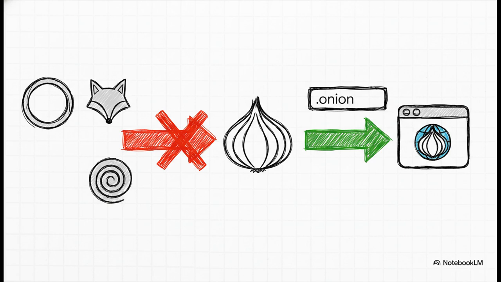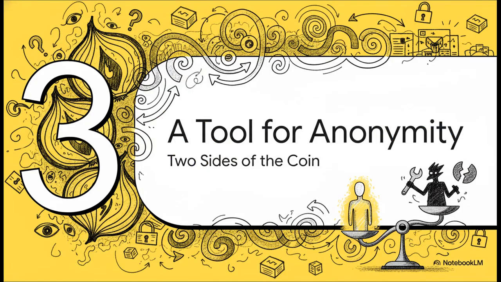And because of this whole special routing system, websites on this network don't have addresses like .com. They end in .onion, and you can't just type them into your normal browser. You need special software like the Tor browser to connect to them. So what we have here is this incredibly powerful tool for staying anonymous. But like any powerful tool, it's a double-edged sword. And this is where the whole conversation gets really interesting.